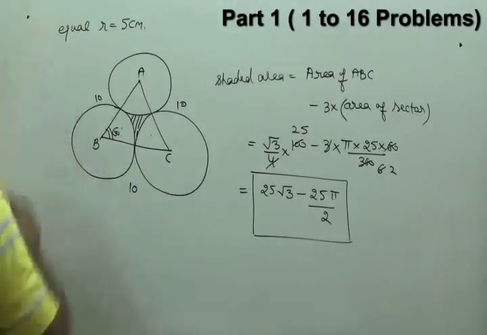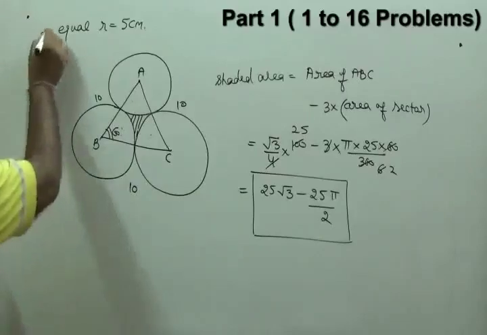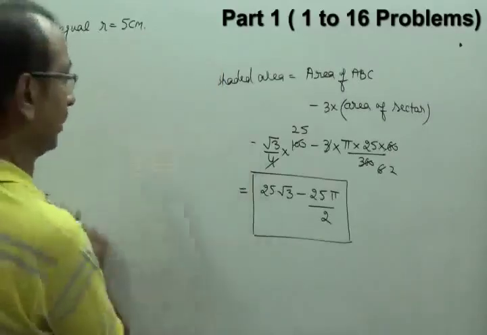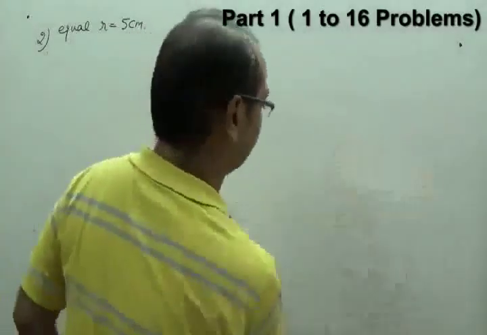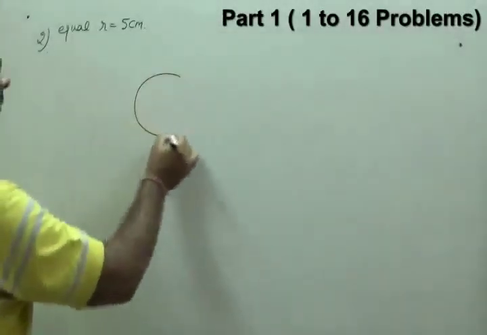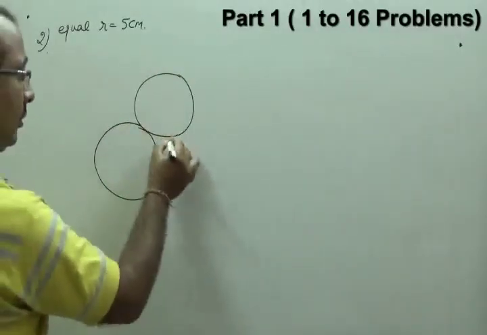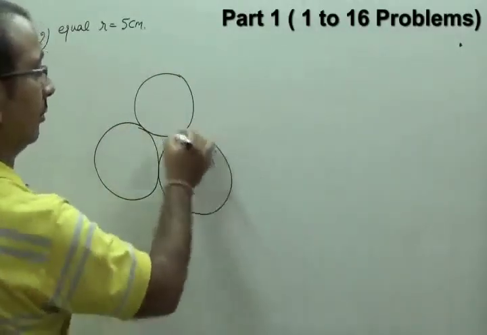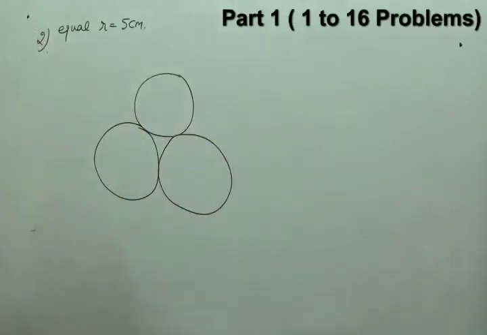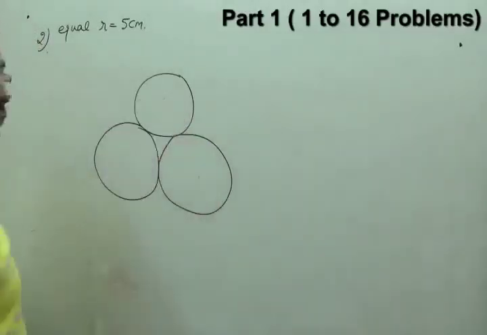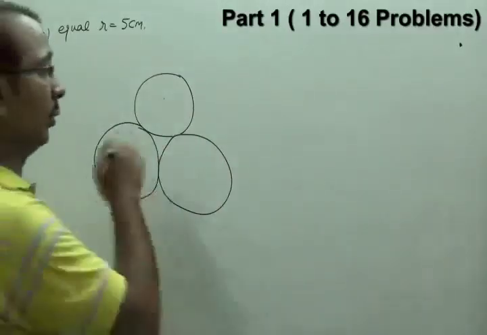That's my problem number 2. We have three circles of this type, and the radius of the three circles is equal to 10. This is 1, this is 2, and this is 3, right? Now the question is, we have to find the radius of two circles touching all the three circles.